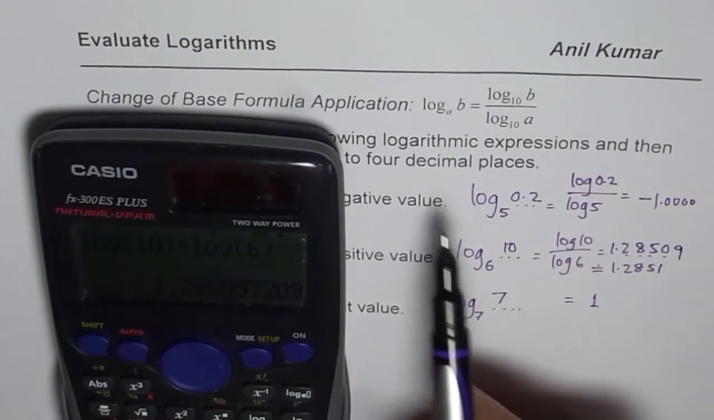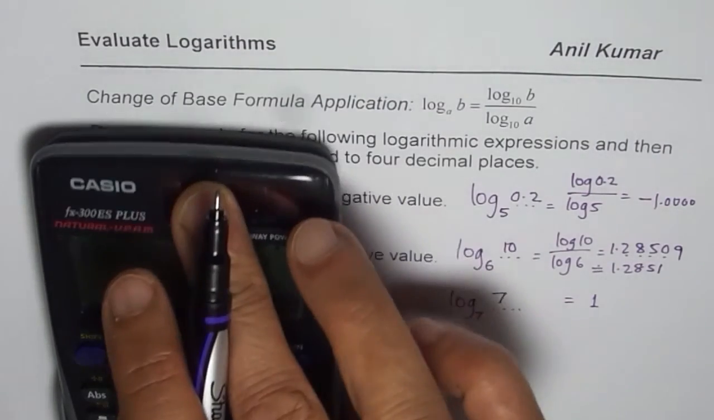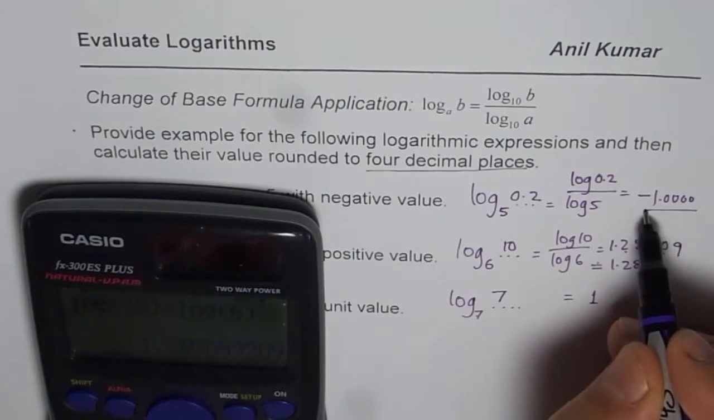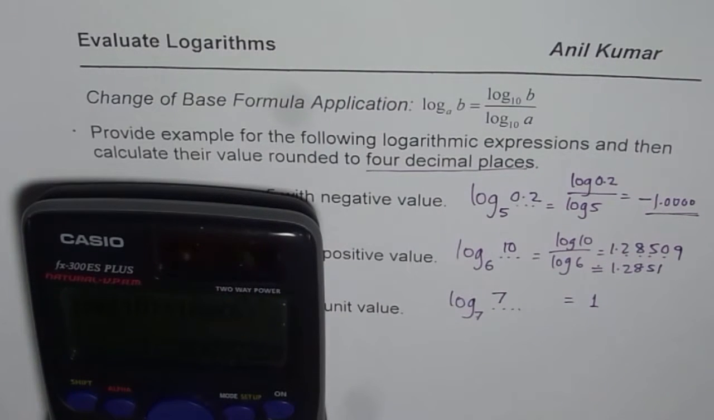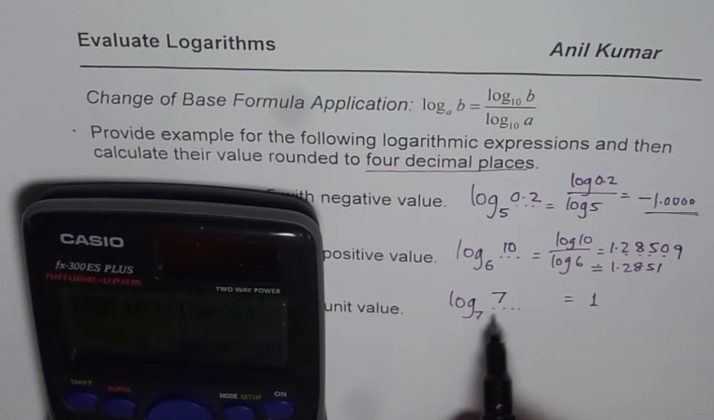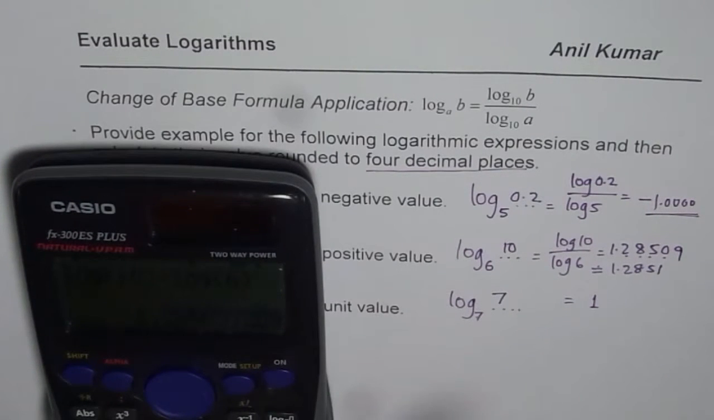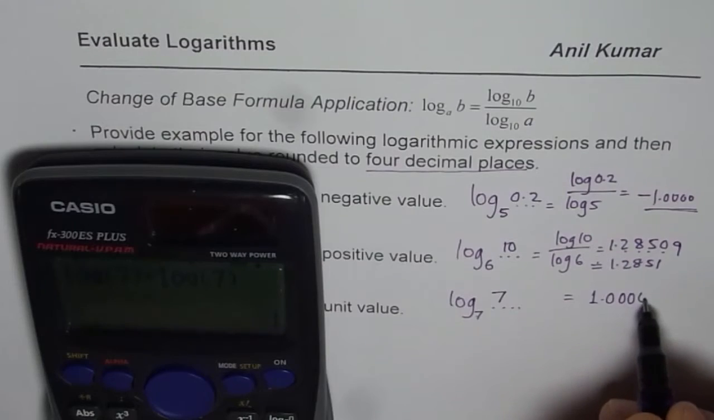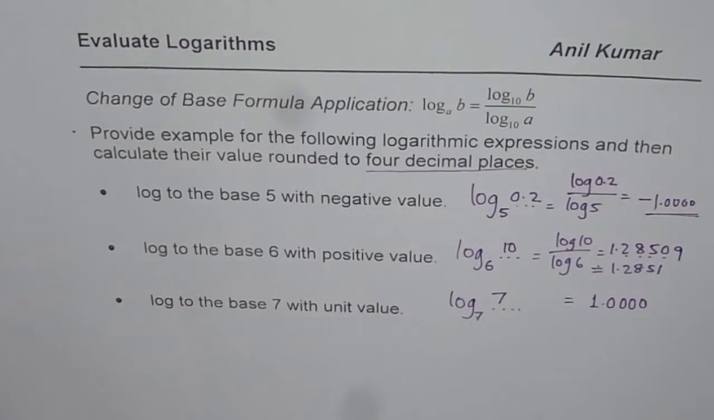Now in a test it is very important, when I say 4 decimal places, you have to write like this, else you lose marks, right? Now log 7 of 7 is, let's do it. So log 7 divided by log 7, it's obvious, right? But still, log 7 divided by log 7 is equal to 1. Let's write this as 1.0000, since we use the calculator and we have to round our answer to 4 decimal places.